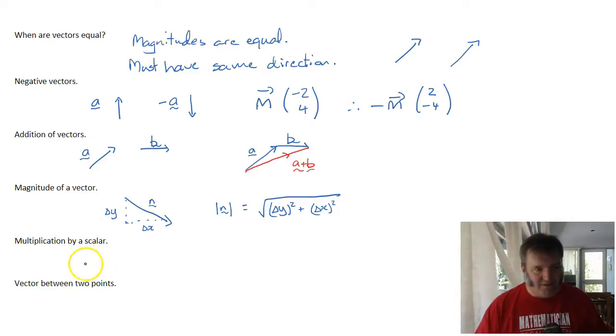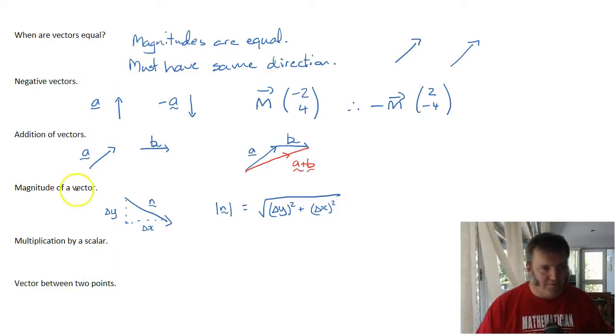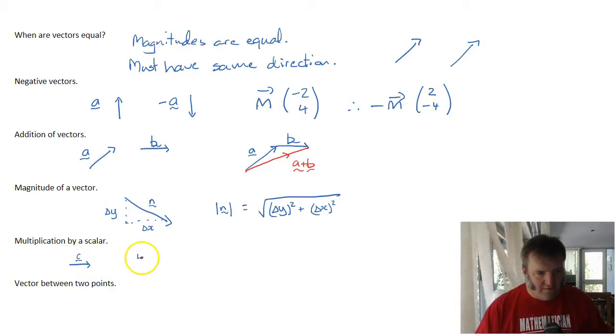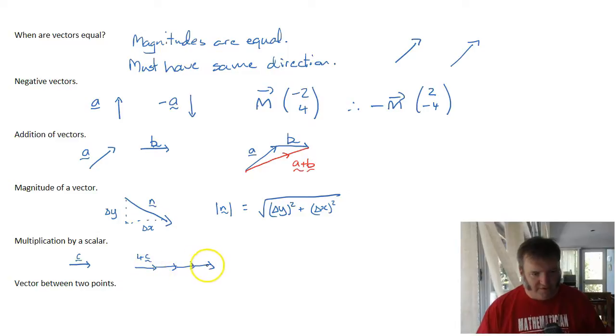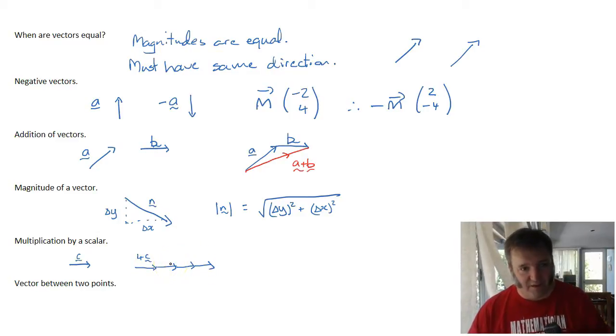Multiplication by a scalar, what does that do? Haven't left myself a lot of room there, but that's okay. Let's have a vector, just a nice short one. That's vector c. How would I write vector 4c? So multiplying vector c by a constant, well, I just take vector c and place 4 of them end to end like that. So it is now 4 times the length. Remember, the magnitude is represented by the length, so multiplying by a scalar just changes the length, not the direction.